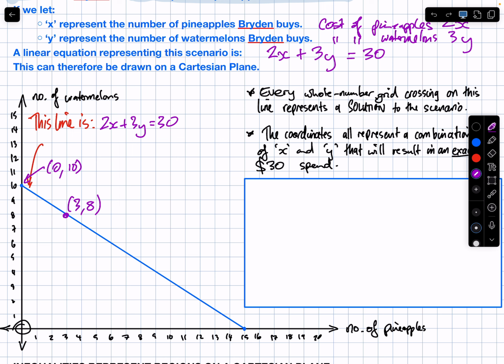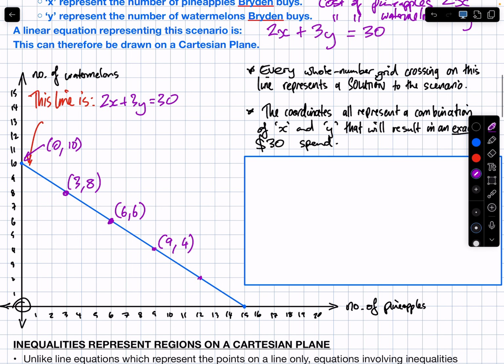Okay? So what I'm trying to illustrate here is every dot along this line that's a whole number is a possible solution to that scenario, spending exactly $30. This one is 9 and 4. This one is 12 and 2. What's this last one here? This one is 15 and 0.